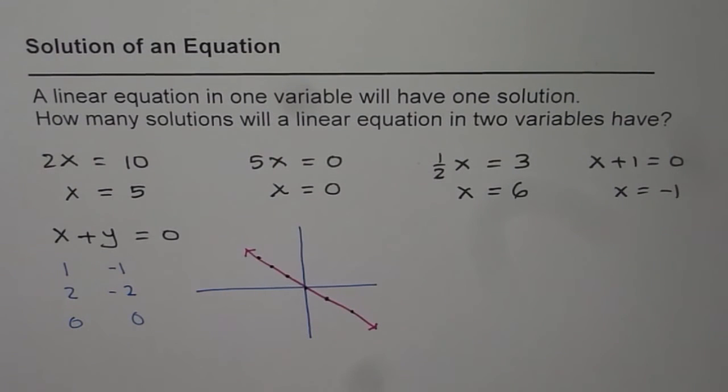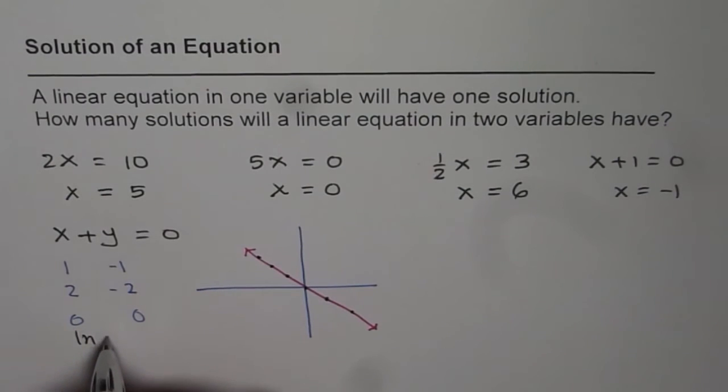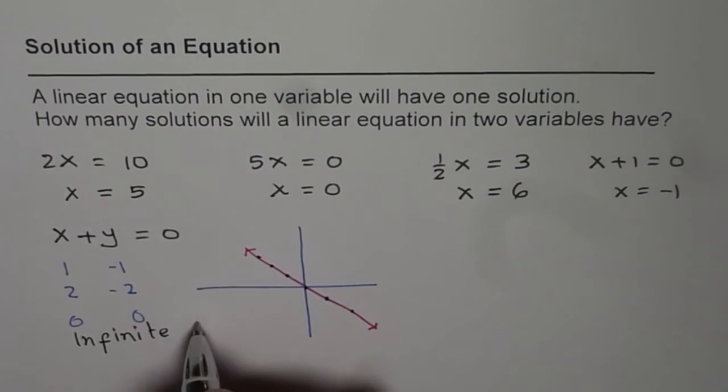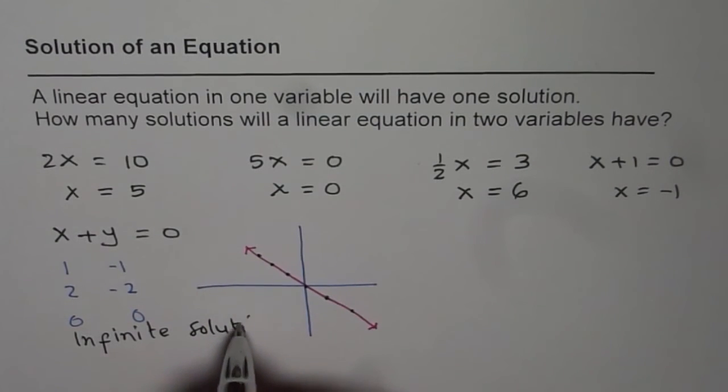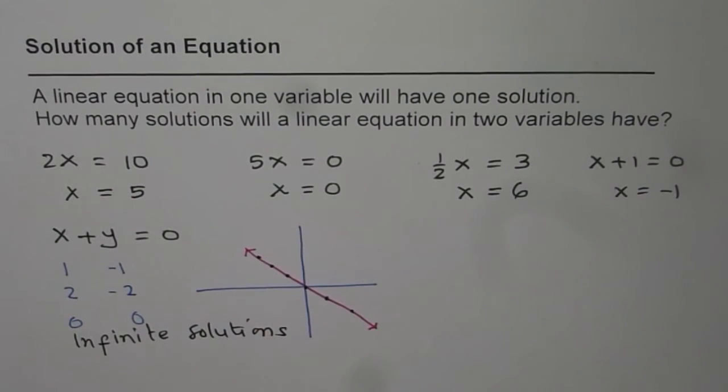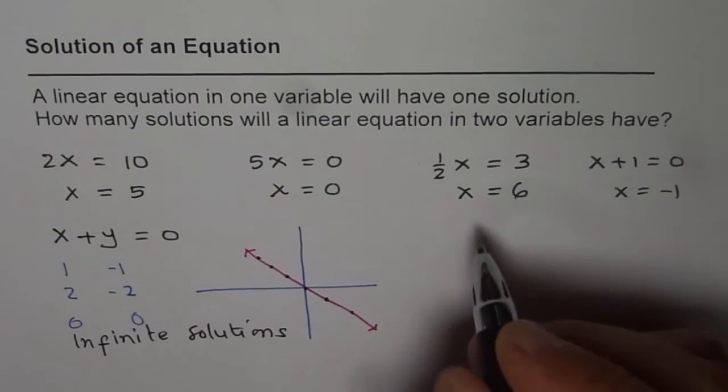So how many solutions do we get? Well, we get infinite solutions, right? Or many solutions, correct? Many solutions. So if we have two variables, we get many solutions, correct? We can have different kinds of relations.